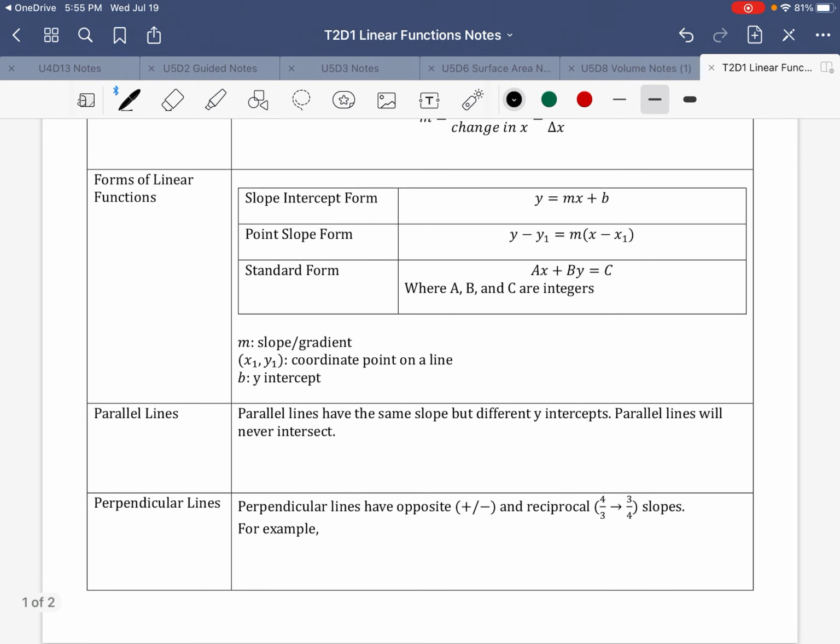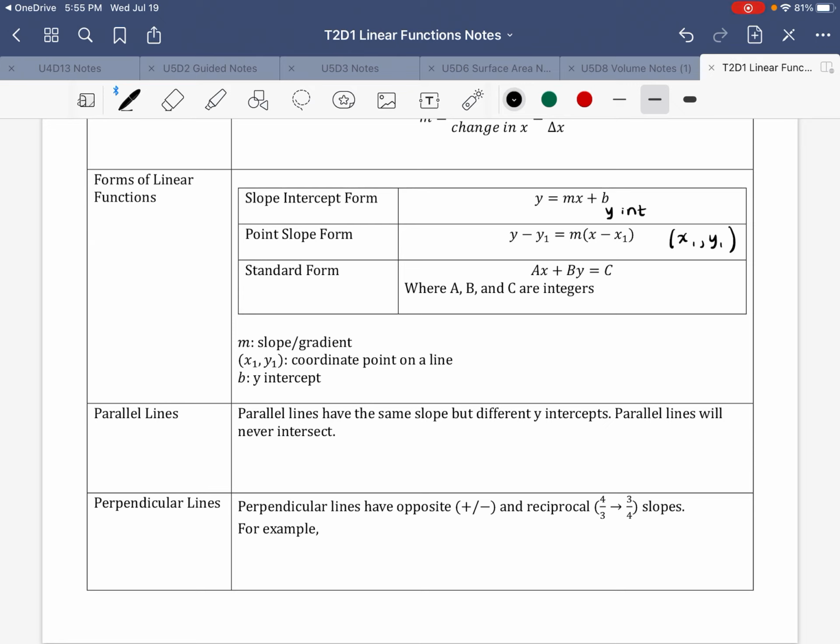There are multiple forms that linear functions can be written in. Slope-intercept form is very common, where m represents the slope or the gradient, and b represents our y-intercept. Point-slope form is useful because it can be written with a coordinate point, x1, y1, and then standard form is also available.